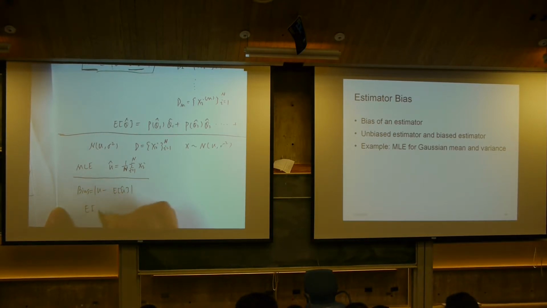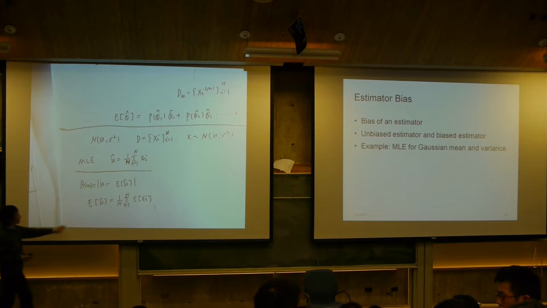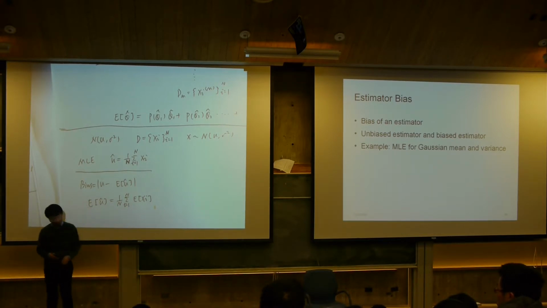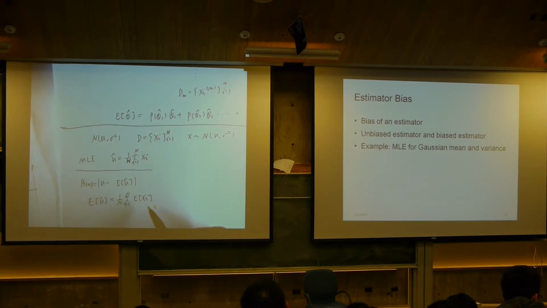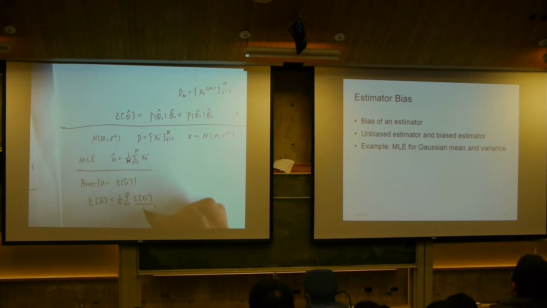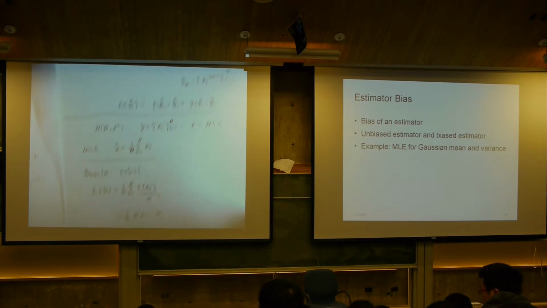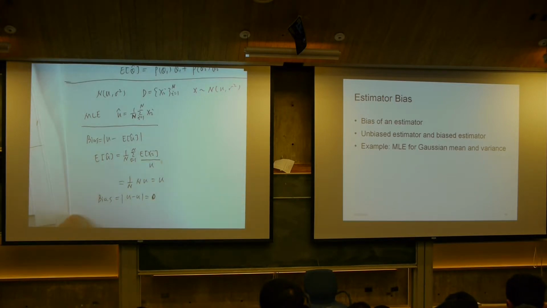So expectation of mu hat equals to 1 over n times the sum of E[xi], right? According to this property of expectation, we just move this expectation into the rightmost part. And we know that each of the xi are independently drawn, and it is drawn from a Gaussian distribution. So the expectation term here is simply mu, right? So 1 over n times n mu equals to mu. So the bias, mu minus mu, equals to 0. So this estimator mu hat is unbiased because the bias term is 0.